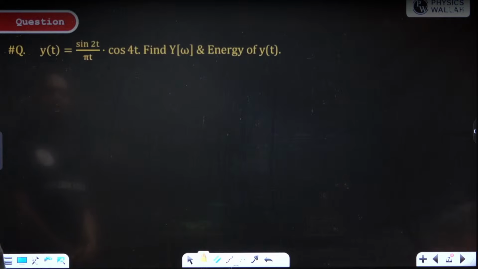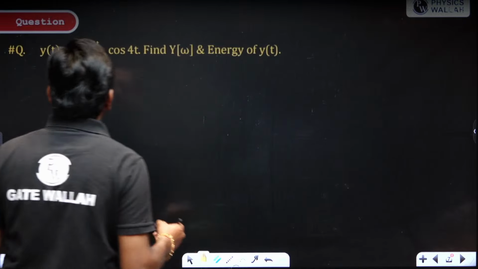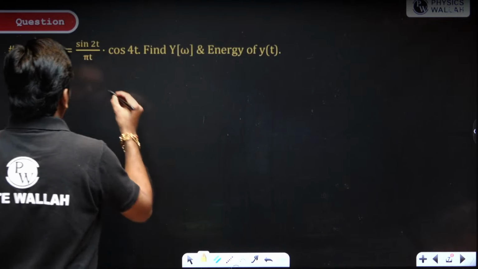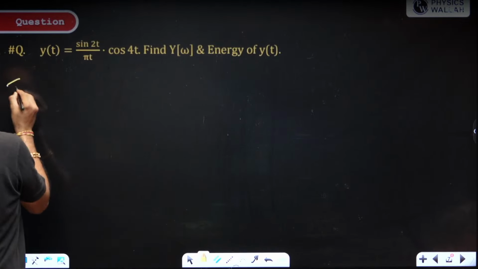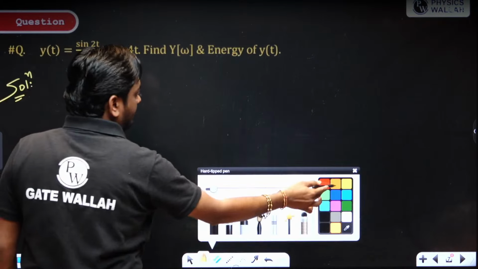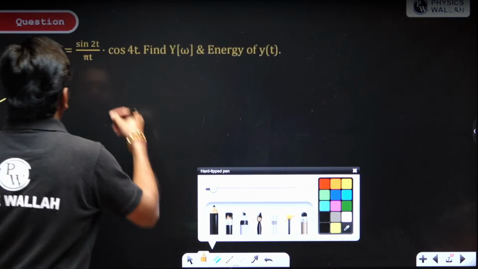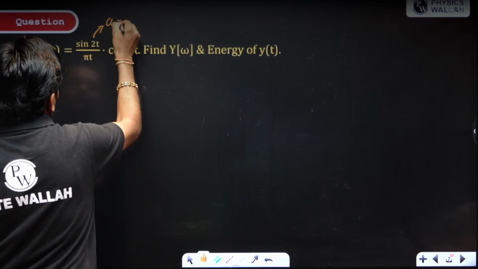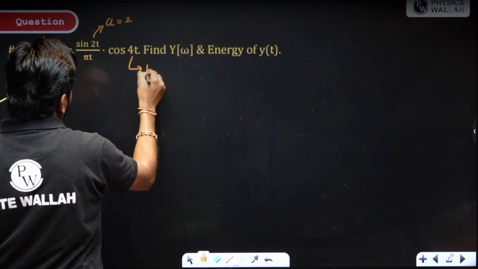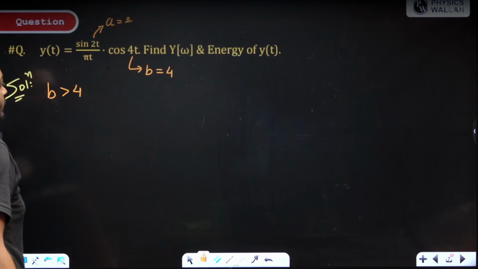See this question. y of t equals sin 2t by pi t into cos 4t. Find y of omega and the energy of y of t. So what is the Fourier transform of this? Yesterday in the Maha revision course, I told you that either a low pass filter or a band pass filter will come, depending on the values of A and B. Here A equals 2 and B equals 4, so B is greater than 4.